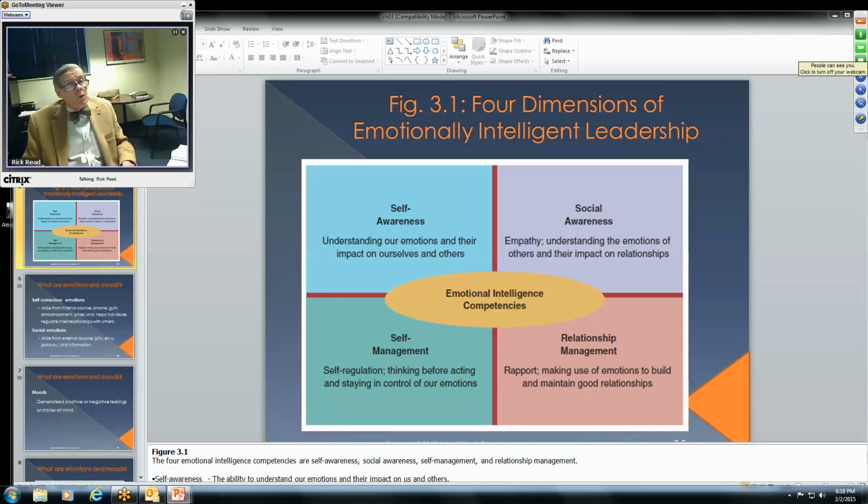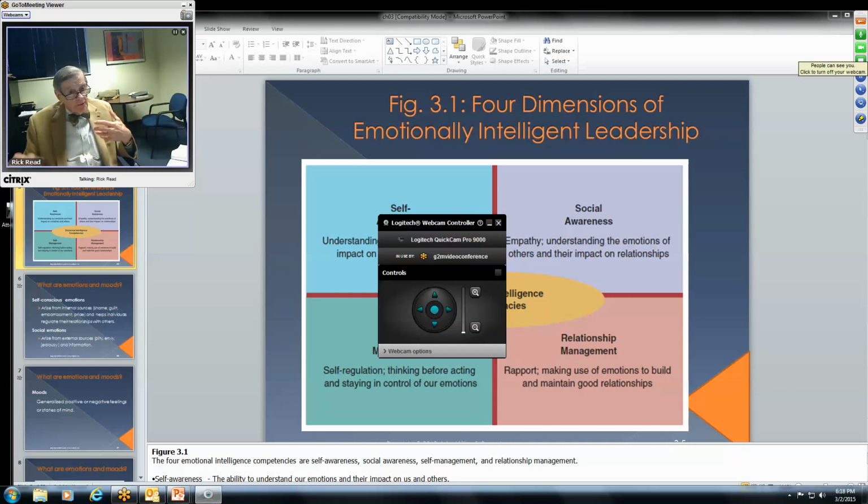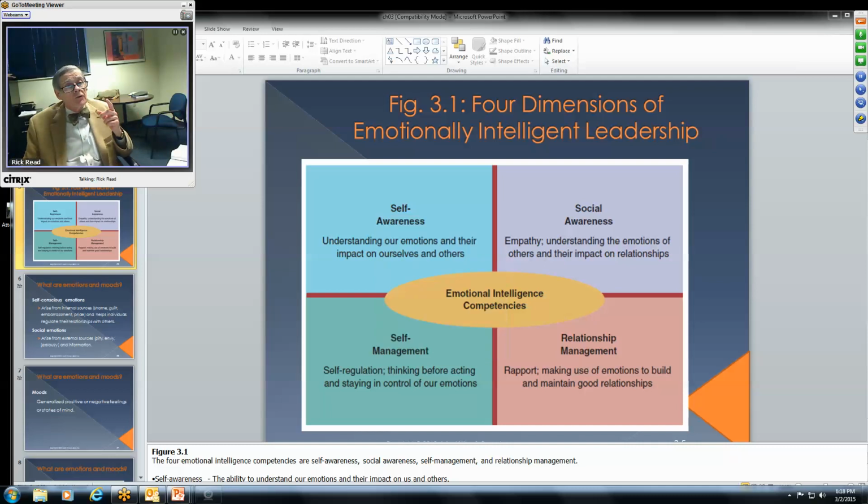Self-awareness, remember, we have to be aware of ourselves, but that also told us that we have to be aware of others. And notice the term that's used here, empathy, being able to put ourselves in the other person's situation. Not sympathy, empathy. Relationship management, we just talked about. They use the first word here, rapport. It simply means getting along.